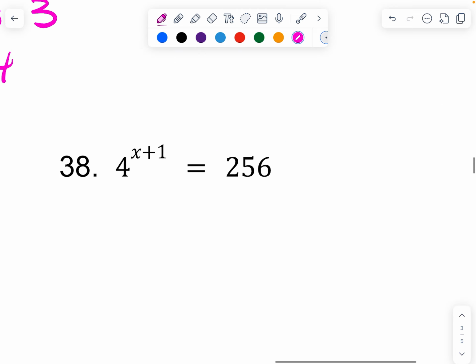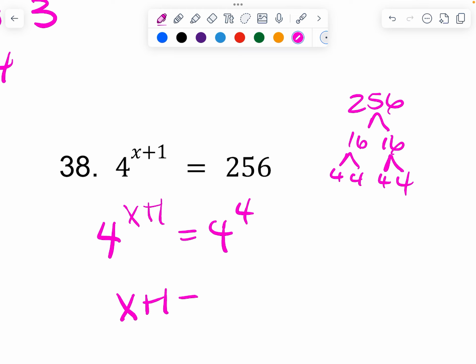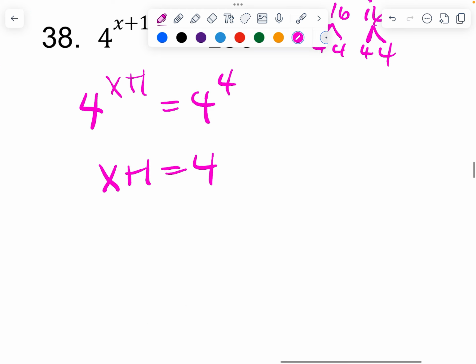Okay, this one I need 4 on the denominator. I mean, not the denominator, the base. 256 is 16 times 16. So that's 4, 4, 4. So 4 to the 4th. So x plus 1 equals 4 to the 4th. Set the exponents equal to each other. I get x equals 3.